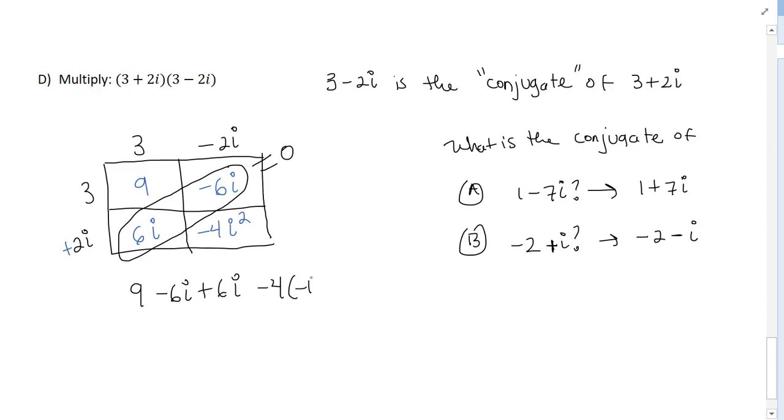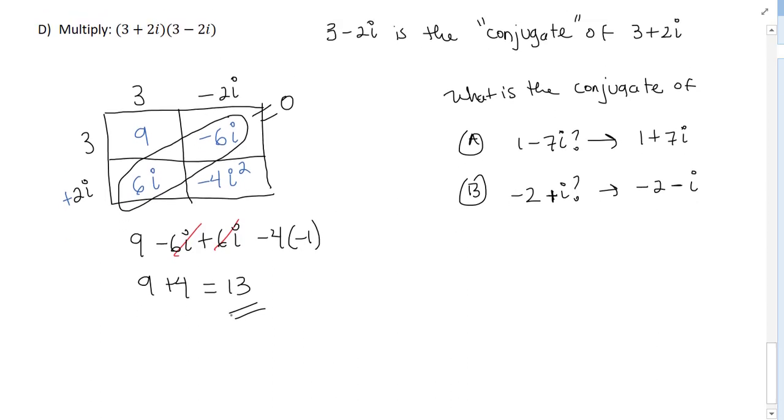squared. Remember, i squared is negative 1. So the middle terms here cancel. So I'm left with 9, minus minus is positive, so 9 plus 4, which is 13. And so multiplying conjugate complex numbers gives us a real number. So that's an important thing to know, especially in division. So let's move on to division.